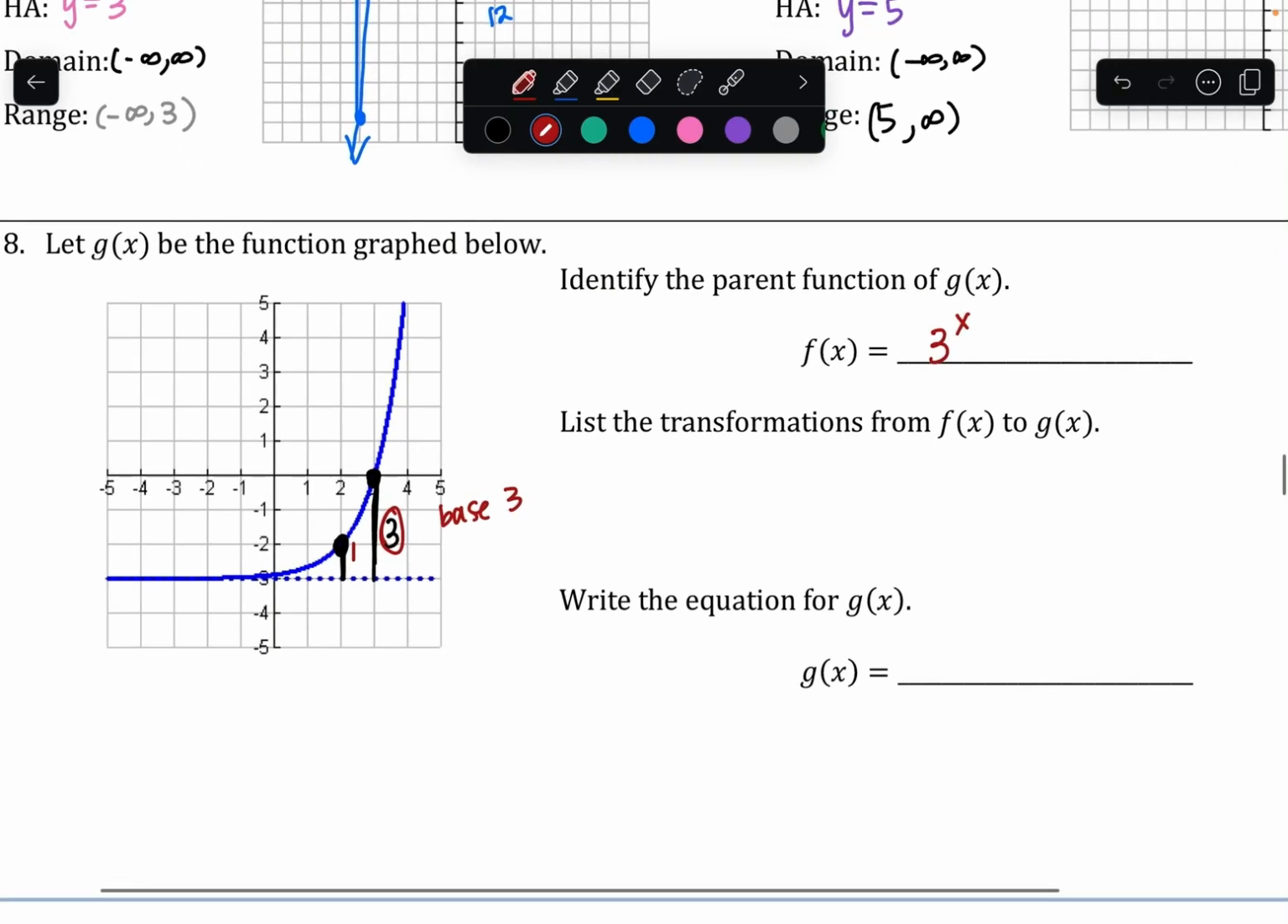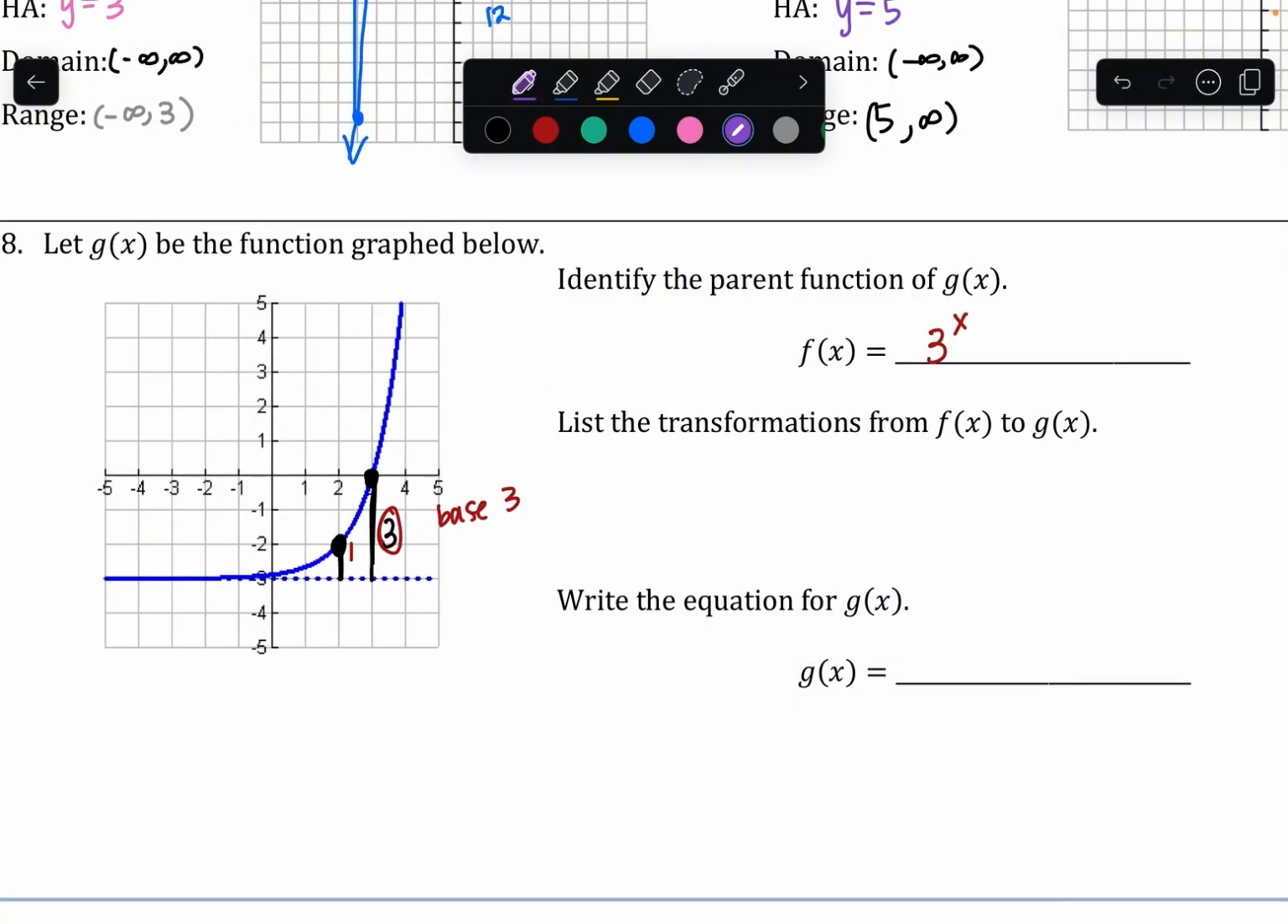Okay, and so to identify the transformations, I'm seeing the horizontal asymptote has been moved down 3. Usually it's 0, and so if I see it at -3, that means it's down 3. And then my y-intercept that's 1 away has been moved. Okay, usually it's sitting on the y-axis, so now my 1 away point is there, not left 2, right 2. It's right 2.